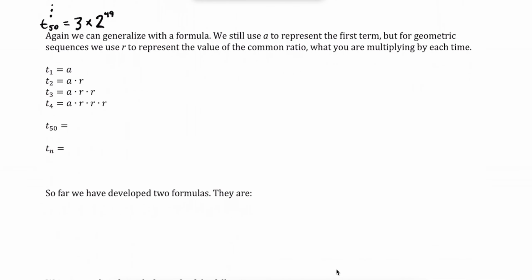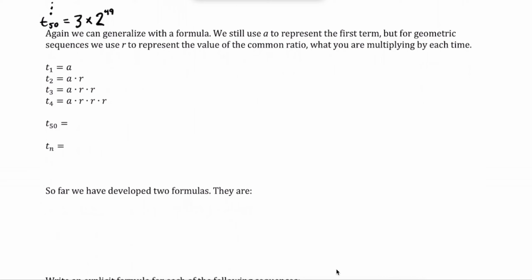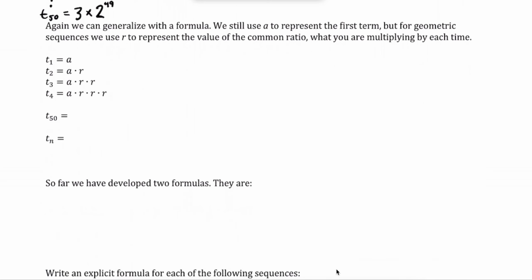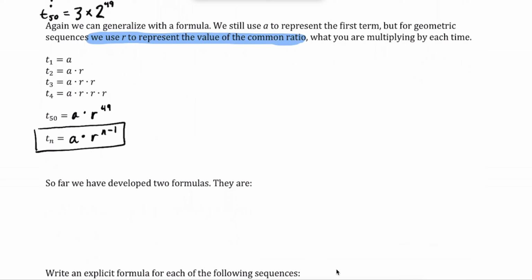So we can also generalize with the formula. We're going to use A to represent the first term once again, but for geometric sequences, we're going to use R instead of D because R represents the value of the common ratio, whereas in an arithmetic sequence, we use D because it's a common difference. So T4, for example, is A times R times R times R. T50 is A times R to the power of 49. So Tn is A times R to the power of n minus 1. And there we go. That is our second formula.